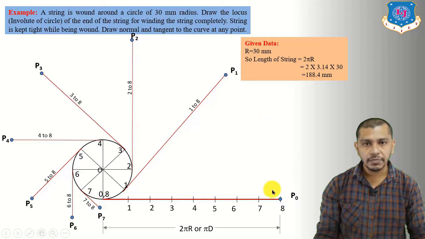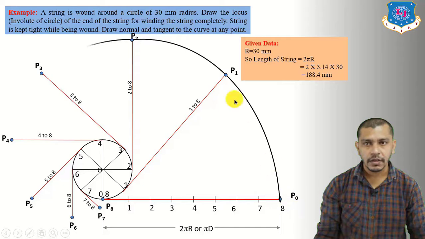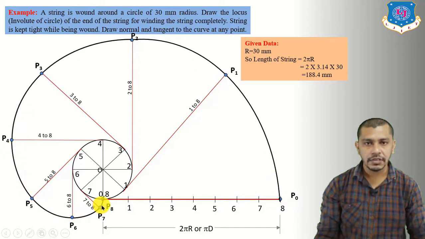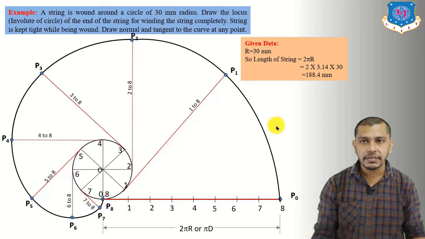And after marking these points P0, P1, P2, P3, P4, P5, P6, P7, draw the freehand curve passing through these points. This curve will be an involute of a circle. Now next we have to draw a normal and tangent to the curve at any point. So first of all mark any point S on the curve. Let us say mark over here point S.